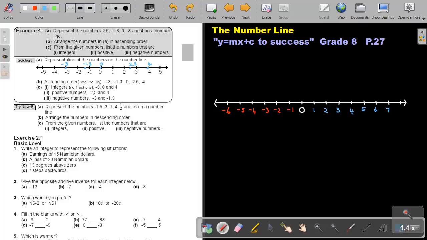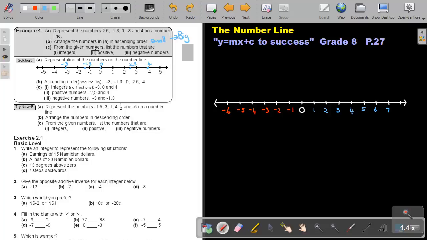Okay. Now, arrange the numbers in ascending order. Remember, ascending order is from the smallest to the biggest number. Okay. So, if I start here, the smallest will be the one on the left. So, it will be negative 3, then negative 1.3, then 0, then 2.5, then 4.